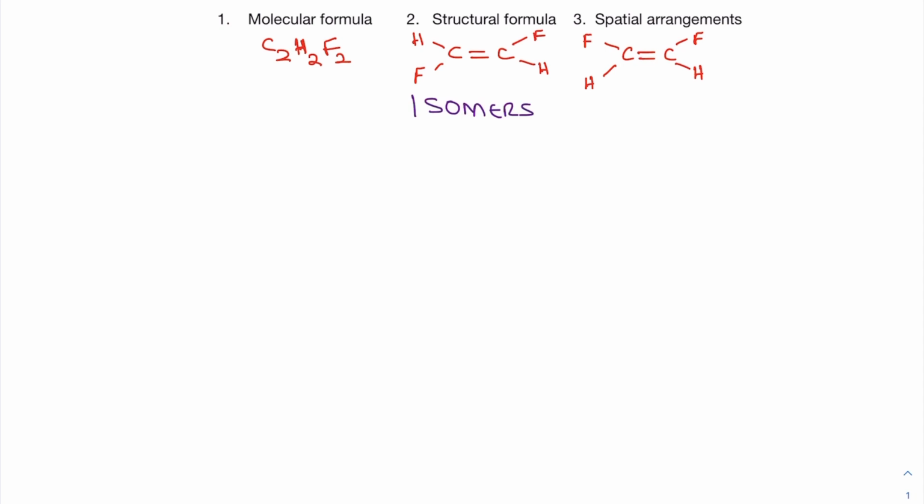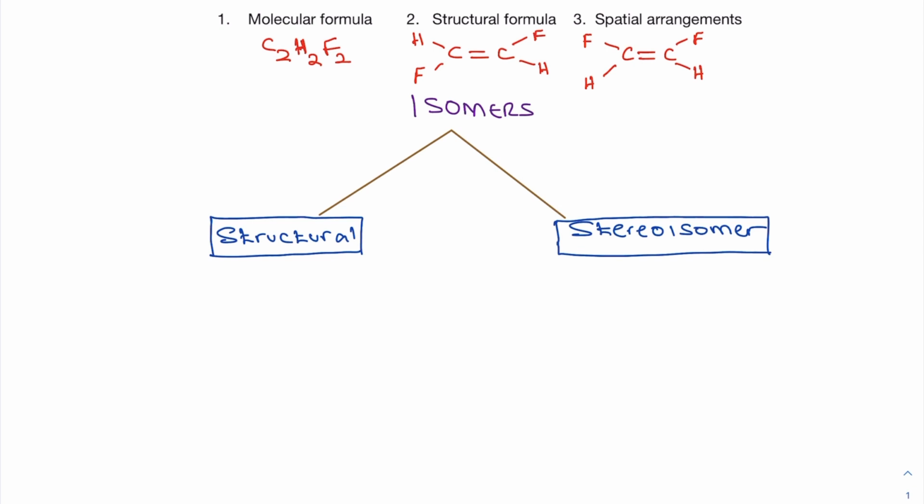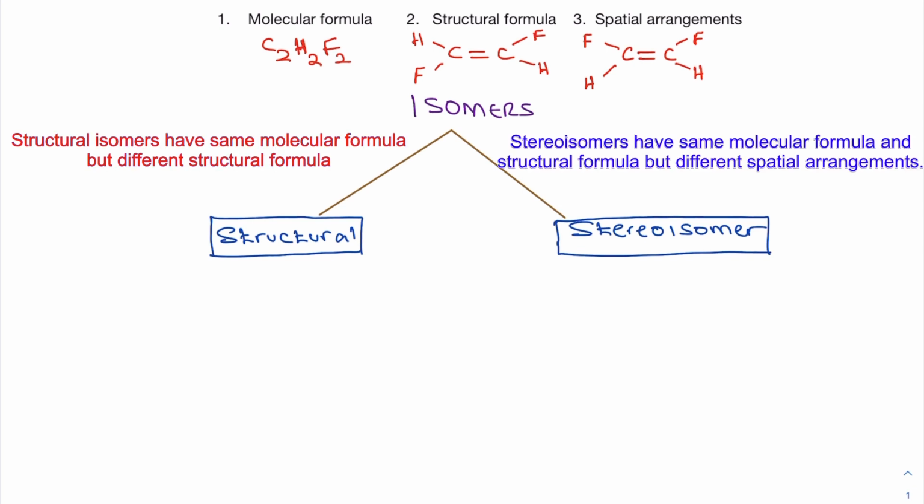There are two main types of isomers: stereoisomers and structural isomers. The structural isomers are often called constitutional isomers. Structural isomers are isomers with the same molecular formula but different structural formula. Stereoisomers have the same molecular formula, same structural formula, but different spatial arrangement.